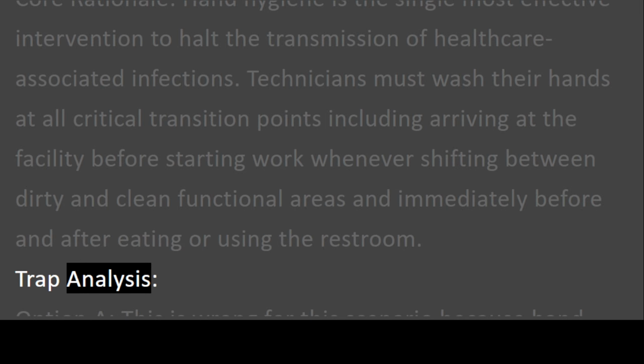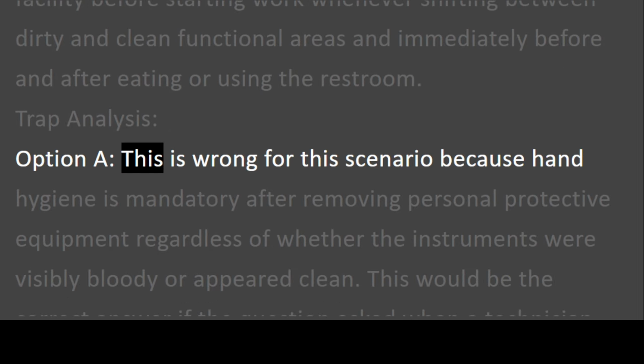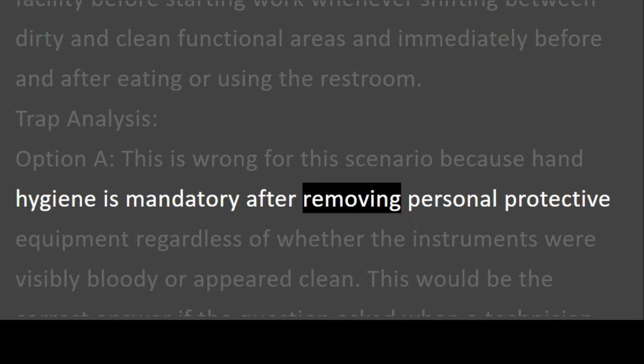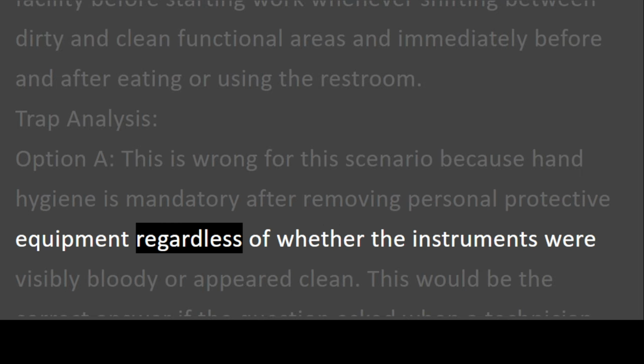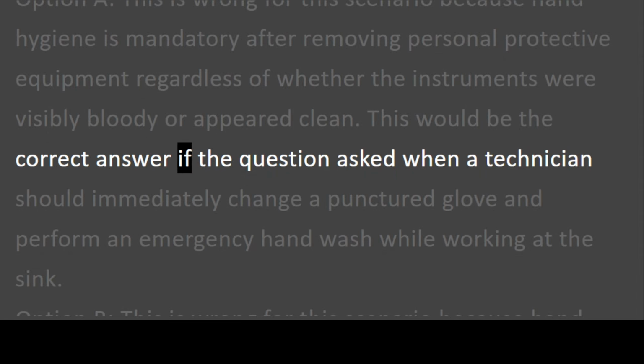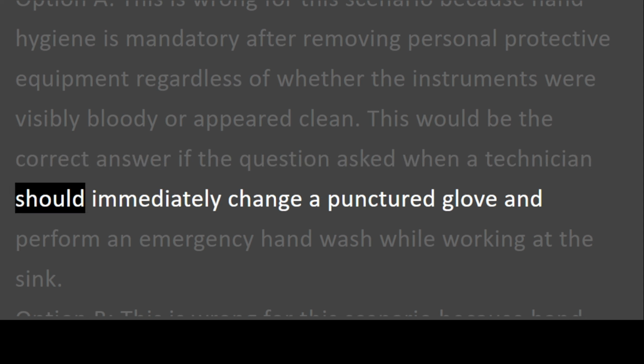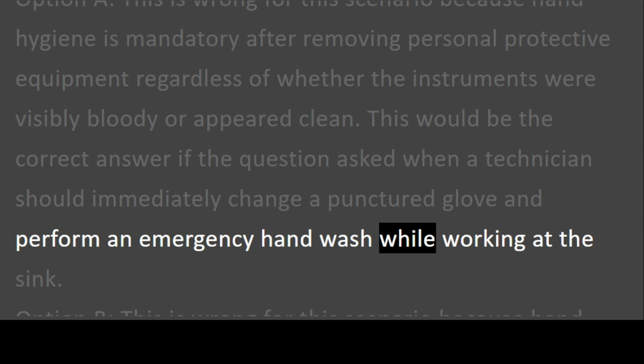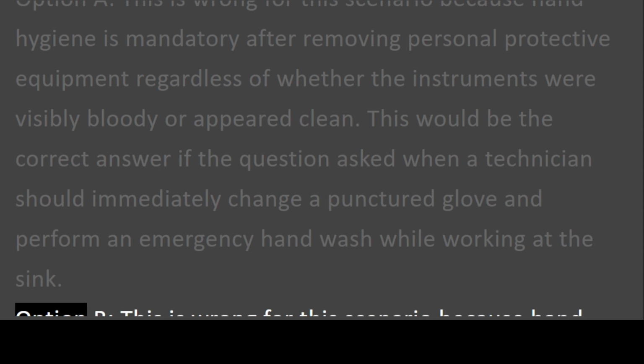Trap analysis. Option A. This is wrong for this scenario because hand hygiene is mandatory after removing personal protective equipment, regardless of whether the instruments were visibly bloody or appeared clean. This would be the correct answer if the question asked when a technician should immediately change a punctured glove and perform an emergency hand wash while working at the sink.